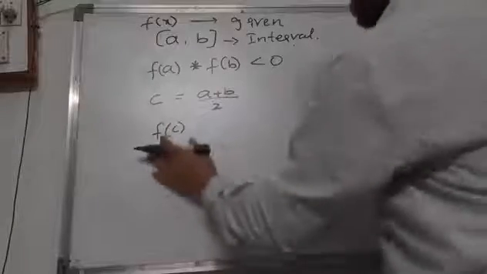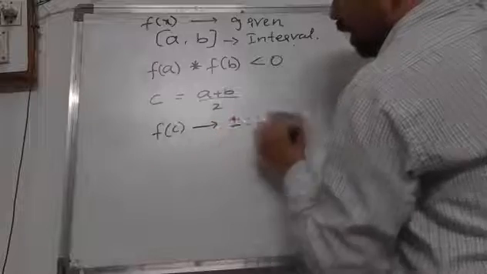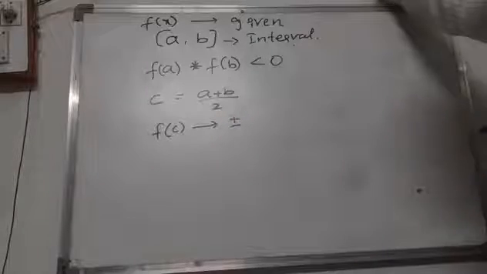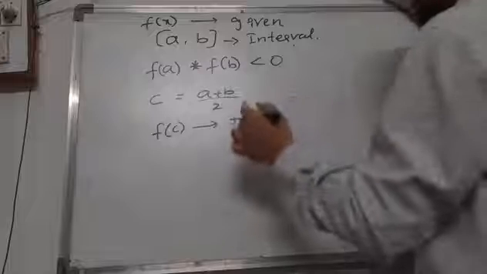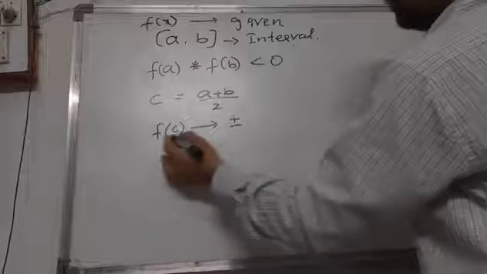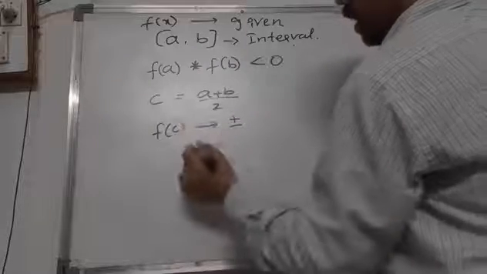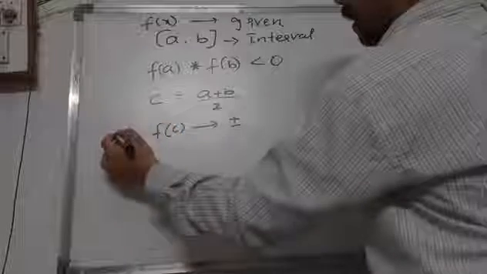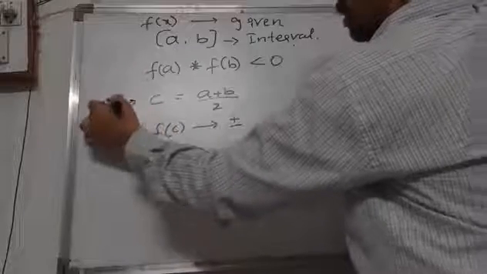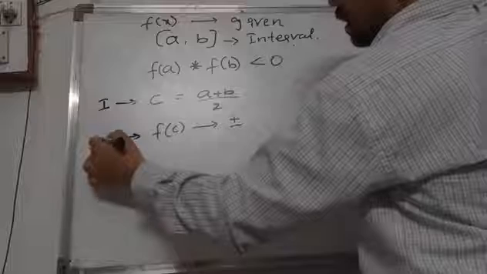Now we have to see whether f of c is positive or negative. This is the second step. This is the first step we found, and this is the second step.